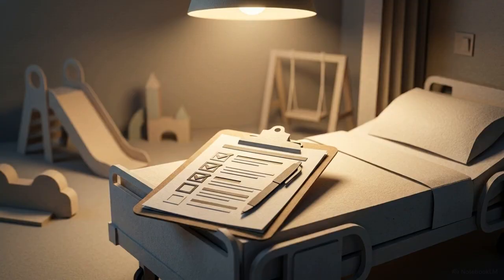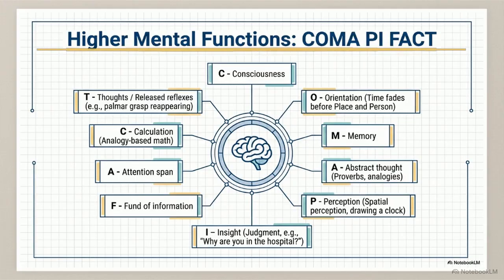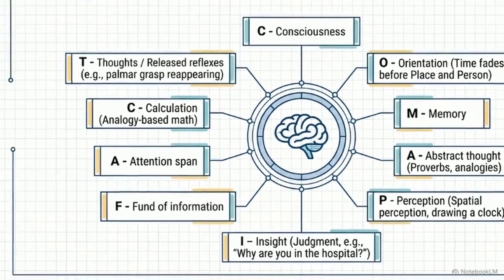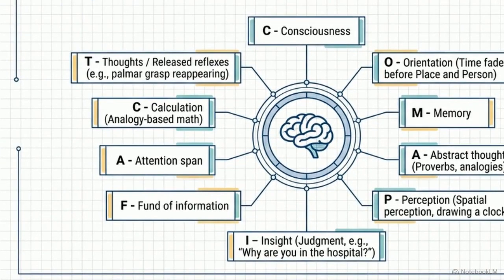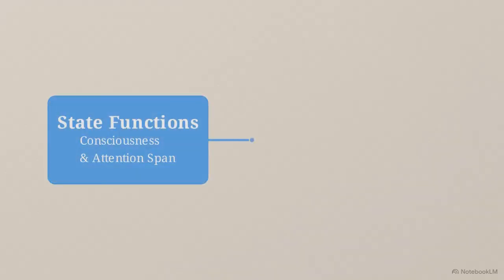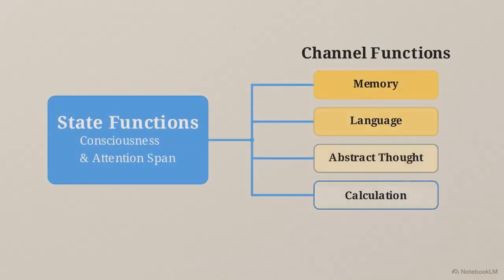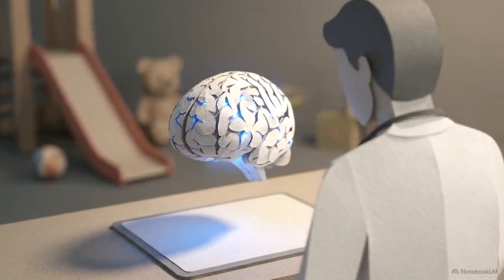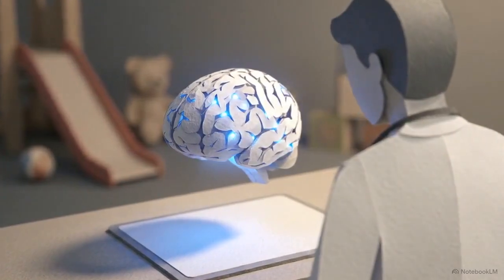This systematic protocol is summarized by the mnemonic COMA-PI-FACT. This covers consciousness, orientation, memory, abstract thought, and perception. The remainder secures insight, fund of information, attention, calculation, and thoughts. The entire protocol is contingent on the verified state of the patient before the specific channels are tested. Following this hierarchy provides a pathway to move from clinical observation to precise anatomical localization at the bedside.